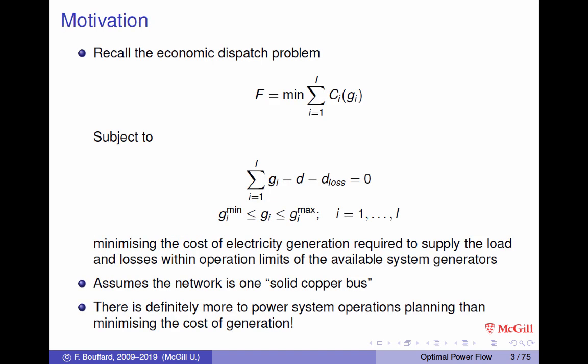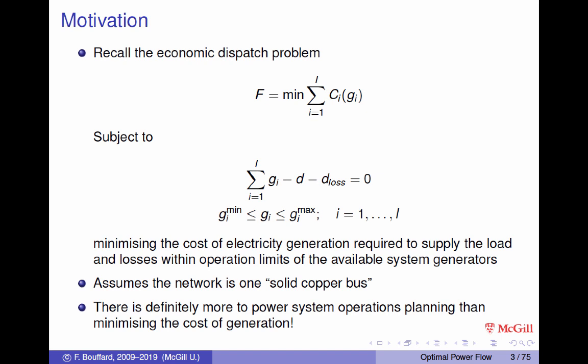So if you recall from our previous discussion of the economic dispatch problem, again, minimizing the cost of generation, subject to the power balance, and subject to bounds on the generation levels of the different generators. The main assumption of that problem was that the network is a solid copper bus, in the sense that there is no network. So obviously in practice this is not true. We have to take into account the fact that there is a network.